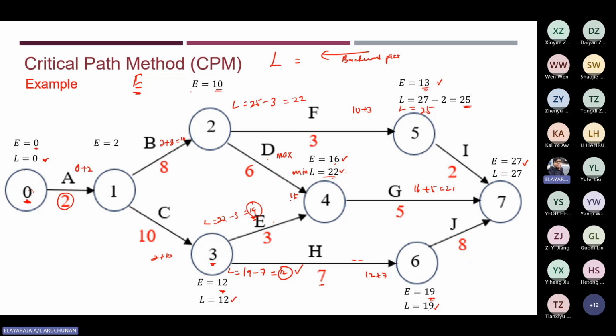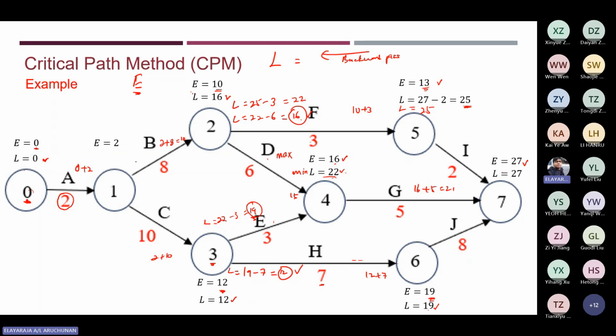The latest finishing time for activity D at node 4 is 22. So 22 minus 6, how much do you get? 16. So which one is lower, this or this? This one is lower, obviously. So you need to stick with 16 as the latest finishing time for this case. So you need to choose this.